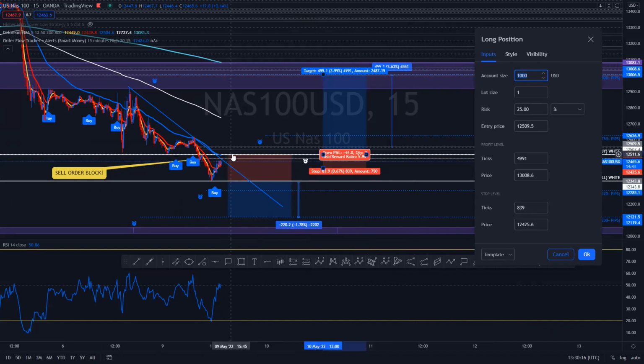Now, if price breaks this line and goes up, then I'm going to buy it. But I see a huge order block there. I think it's going to sell. Yeah, I think it's pushing down. But if it buys up, I wouldn't be surprised if it did.